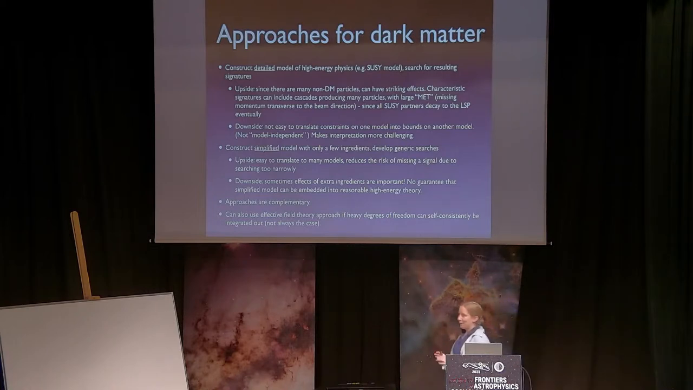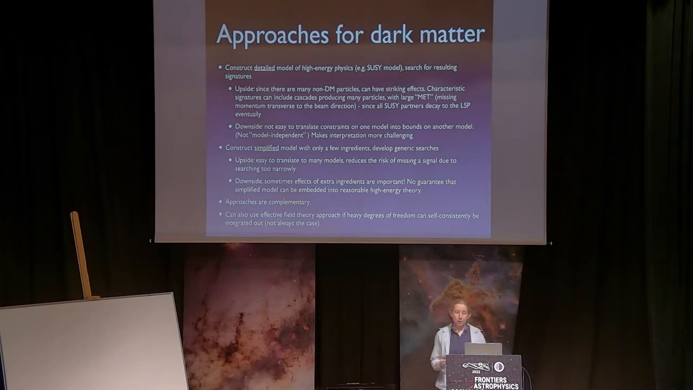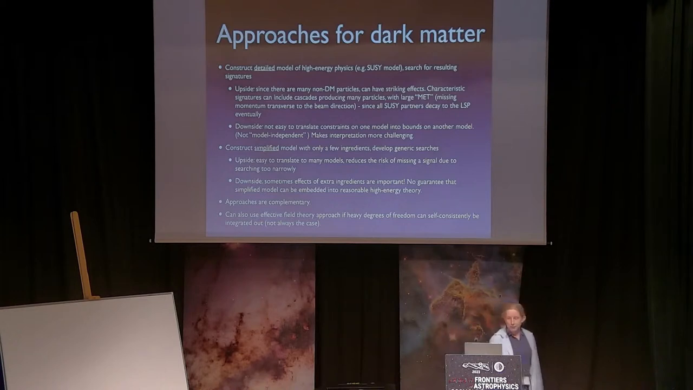The downside: these are absolutely searches you can do. There are lots of papers by ATLAS and by CMS setting constraints on various parts of SUSY parameter space. The downside of this approach is that once you've set some constraints on one model, it's somewhat difficult to translate those constraints into bounds on a different dark matter model. So you constrain a model, not necessarily just the prospect of dark matter as a whole. And so the interpretation in the context of the original model you tested is very straightforward. The interpretation in terms of other models is pretty challenging.